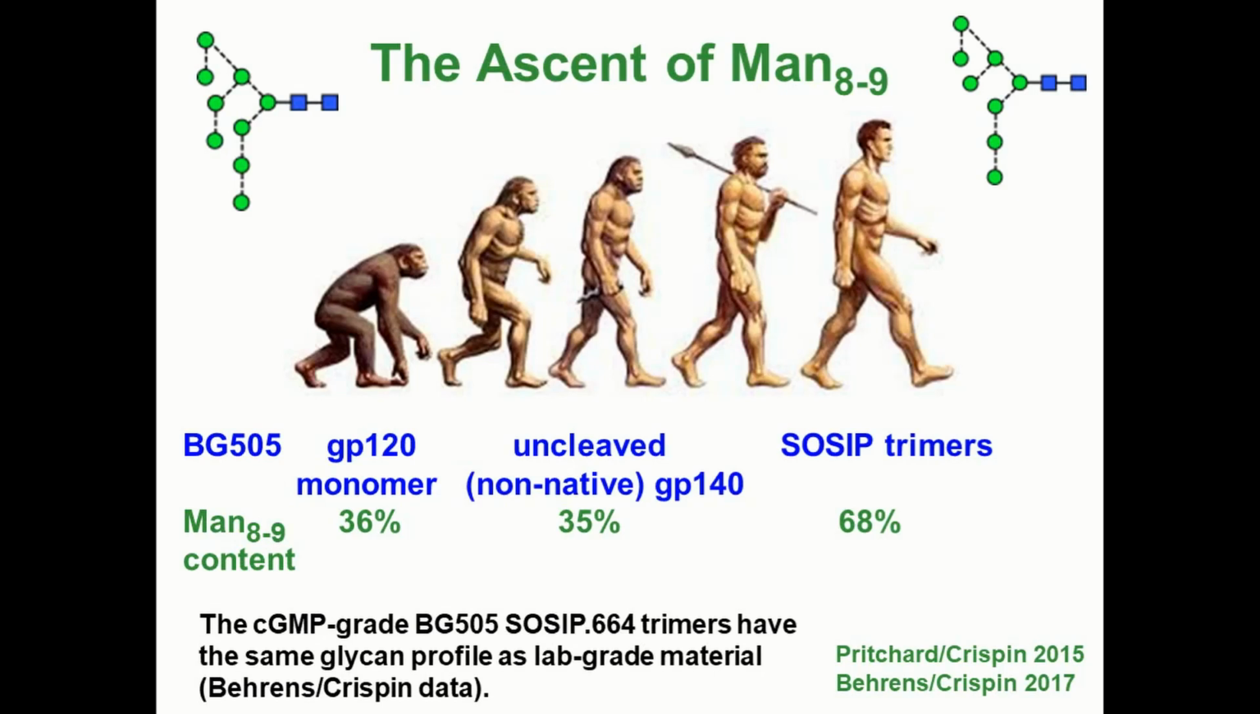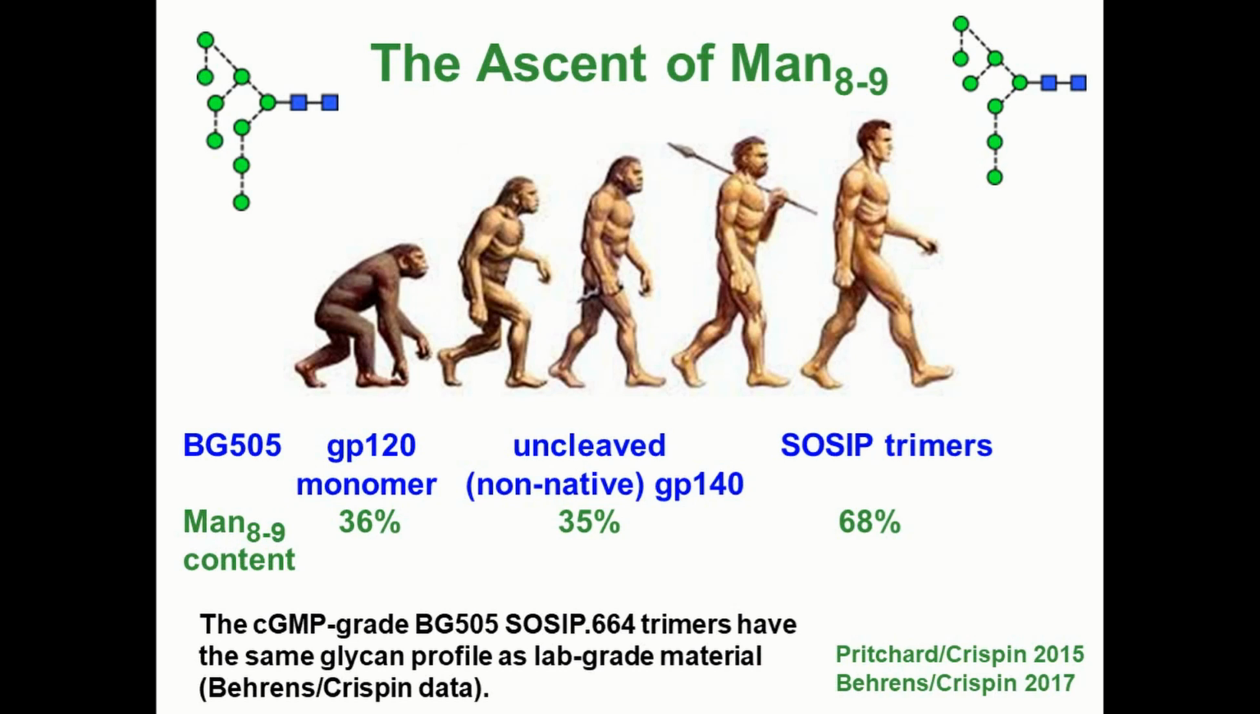So you cannot ignore the glycans. You have to have the glycans in the right place, in the right orientation, and the right structure, and this is another major part of the problem we face. So this is the Ascent of Mannose, not the Ascent of Man, the Ascent of Mannose. Mannose content is important on trimers.